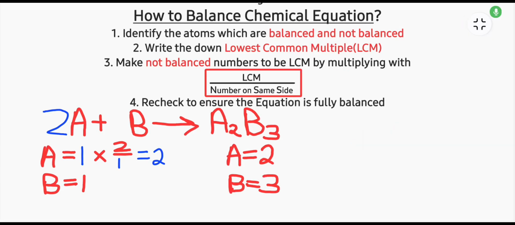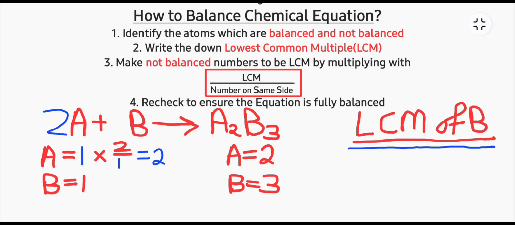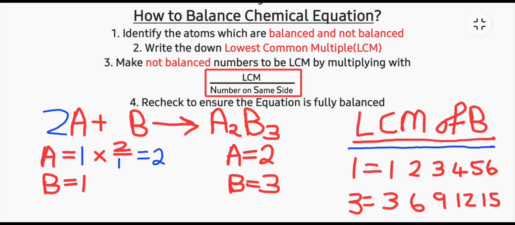Now let's go and balance B. As I consider the B section, B has 1 and 3. Now I will find the lowest common multiple between them. So the lowest common multiple of B is over 1 and 3. Multiples of 1 are 1, 2, 3, 4, 5, 6. Multiples of 3 would be 3, 6, 9, 12, 15. Now what is the lowest common multiple between 1 and 3? I can see there it's a 3.